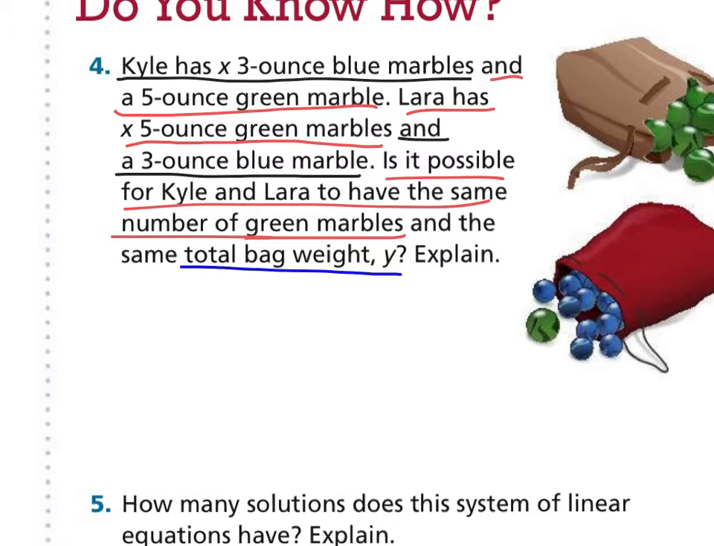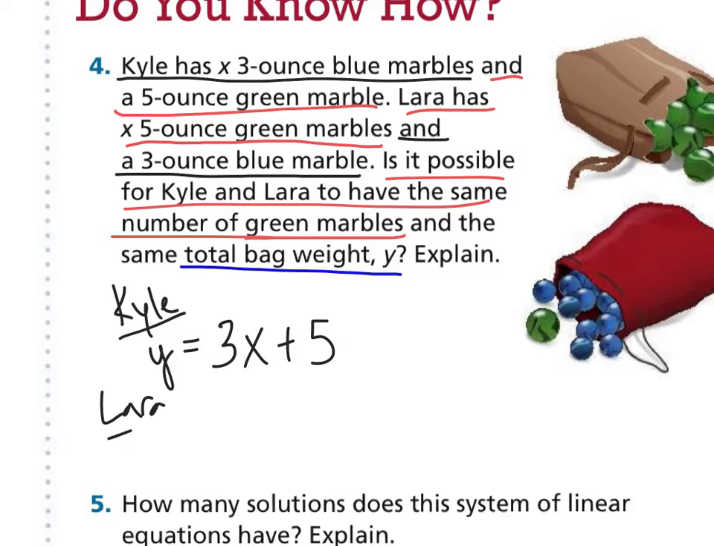Okay, so the total bag weight is y. So we're going to look for what their equations are first. So we're going to have the weight equals something. For x 3-ounce blue marbles, that would be 3 ounces times x for the blue marbles, and then he has 1 5-ounce green marble. So y equals 3x plus 5 would be his equation.